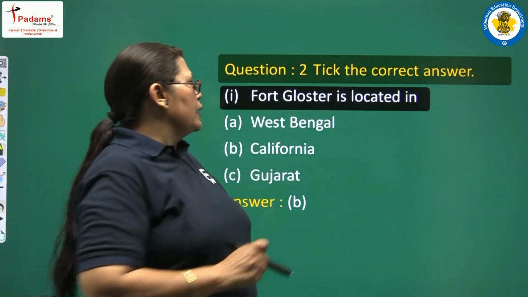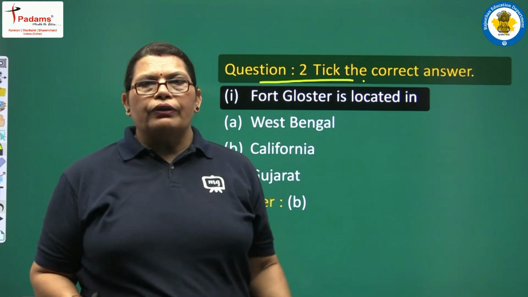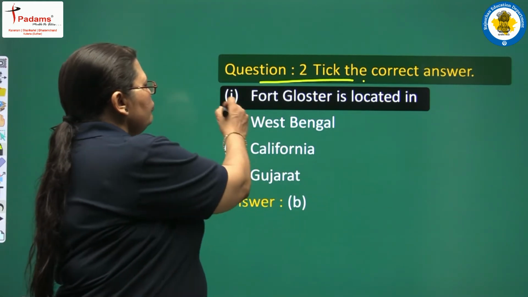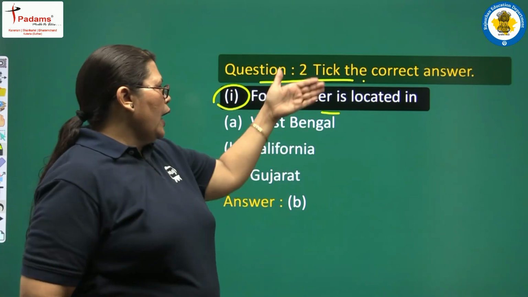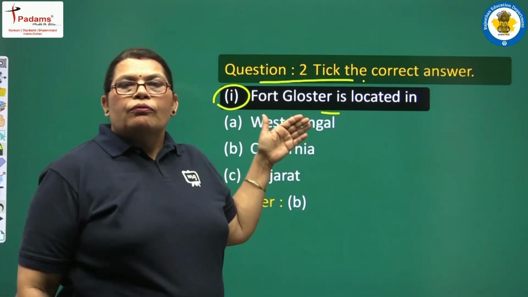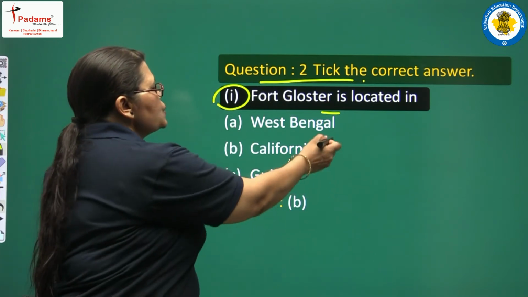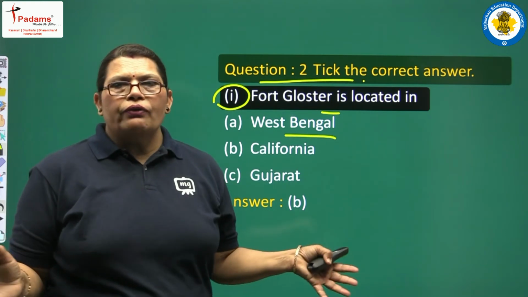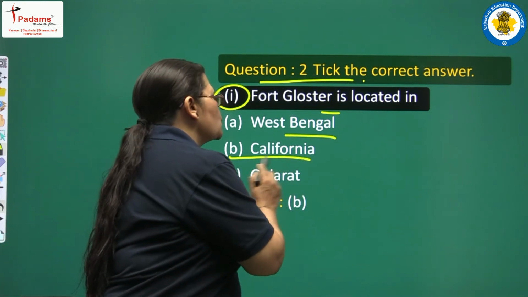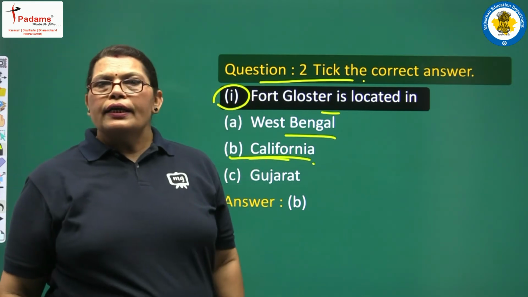We are taking our next question here. The next question is a correct answer question. See, Fort Gloucester is located in. We have three options, and from these three options we will exclude to find our answer. The first one, West Bengal. No, it is not in West Bengal. Then comes California. Yes, in California, Fort Gloucester is located.